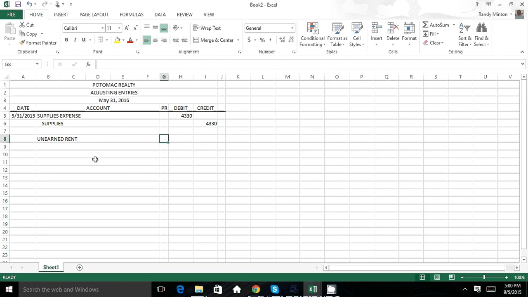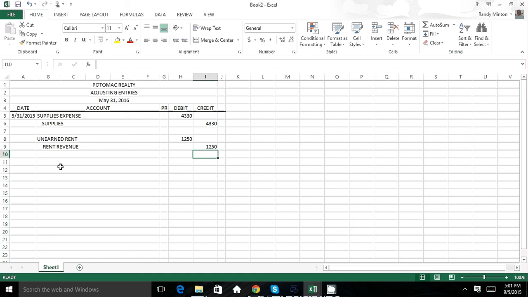So, in this case, unearned rent, the liability, is being reduced. And how do we reduce the liability? By debiting it, because the normal balance, the increase side, is the credit side. And if I did my math correctly, 5,000 divided by 4 is 1,250. And on the credit side now, I need to recognize the actual revenue because I've now earned it. So rent revenue. And again, this is going to be the same number. It's always going to be the same number if we have just a single account being affected on both sides, as we do in this case.